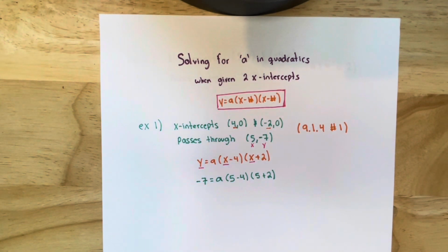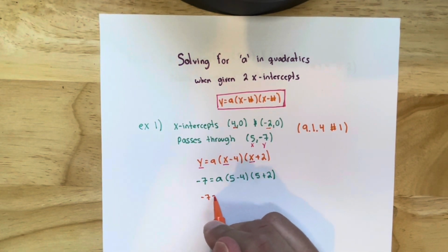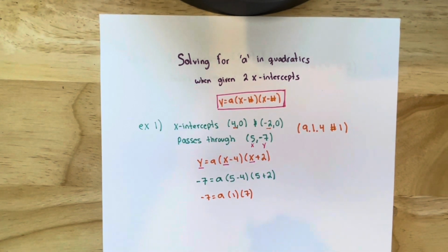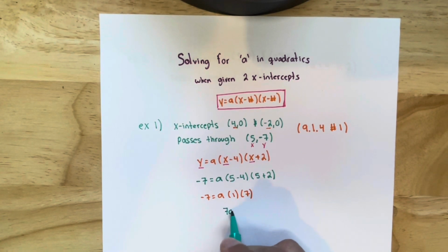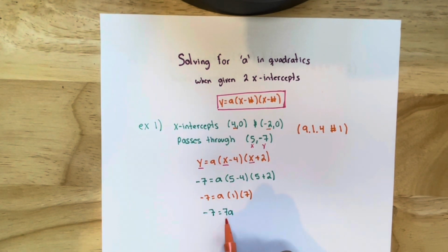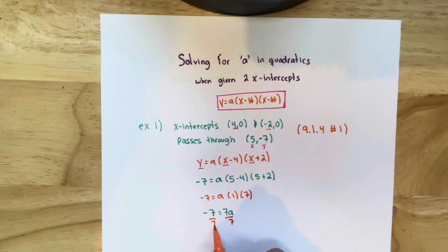Now we're going to solve for a. Luckily, we're just going to work on parentheses first. 5 minus 4 is 1, so this is negative 7 equals a times the 1 inside the parentheses, and 5 plus 2 is 7. Then I distribute the 1 times 7, but there's an a in the front, which looks strange, so I'm not going to write it as a7. I'm going to write it as 7a on the right-hand side, and on the left-hand side, I bring down the negative 7. My last step is to solve for a by dividing both sides by 7. If I do that, I get negative 1 is equal to a.